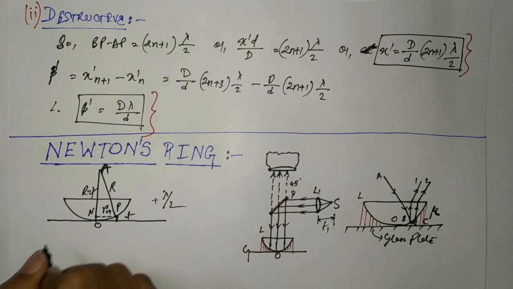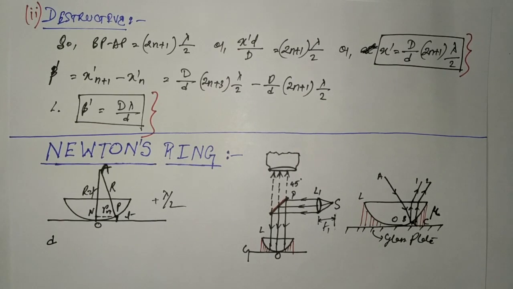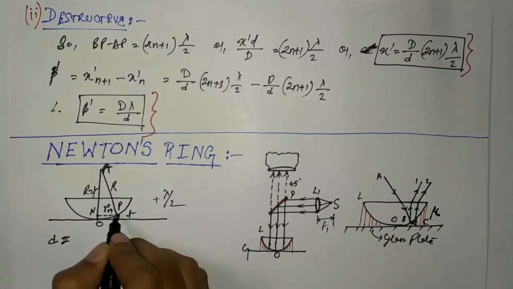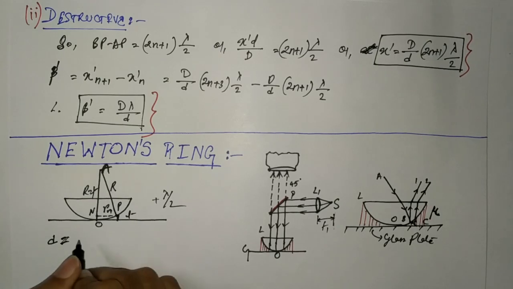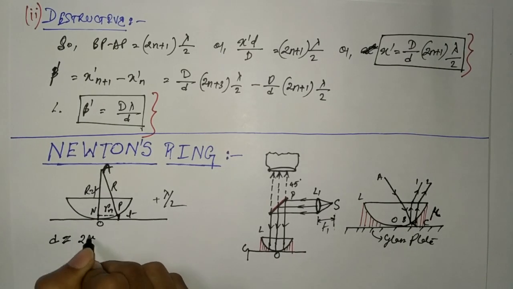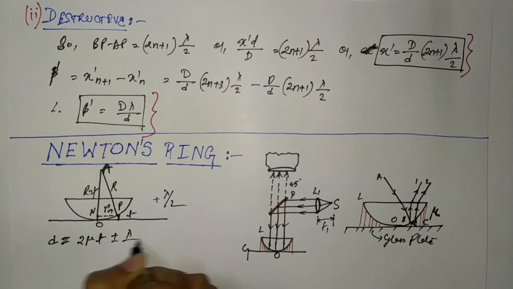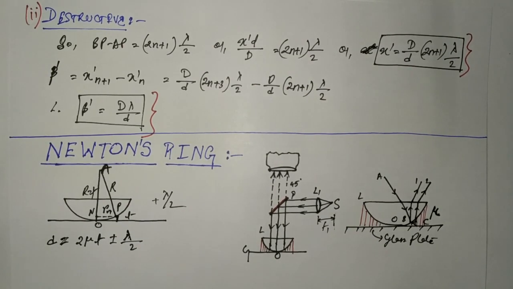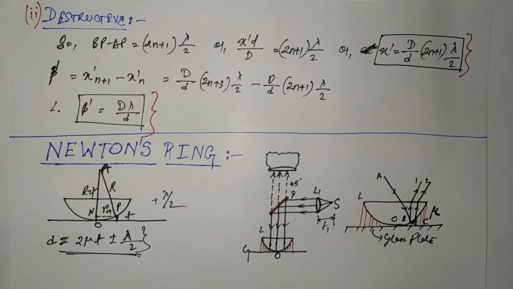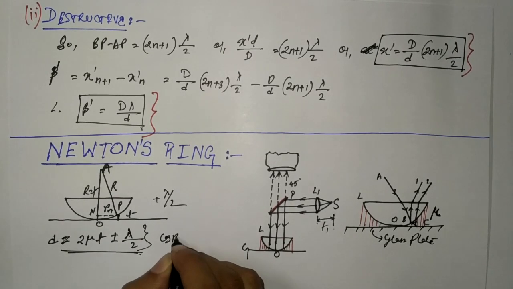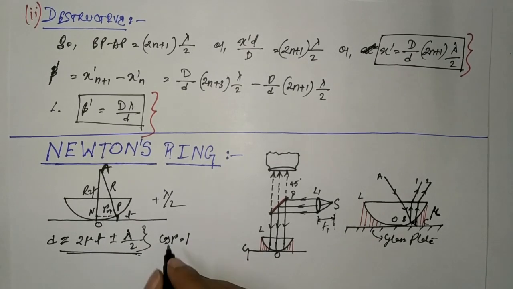The path difference d for normal incidence of the two reflected interfering waves at a distance of rn from O at height t from the glass plate is equal to 2 mu t plus minus lambda by 2, where mu is the refractive index of the medium between the lens and the plate. And also we can write cos r equal to 1 for normal incidence.